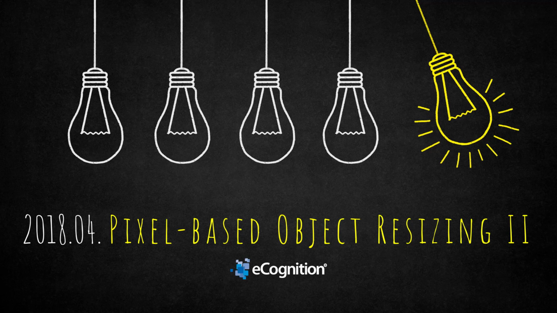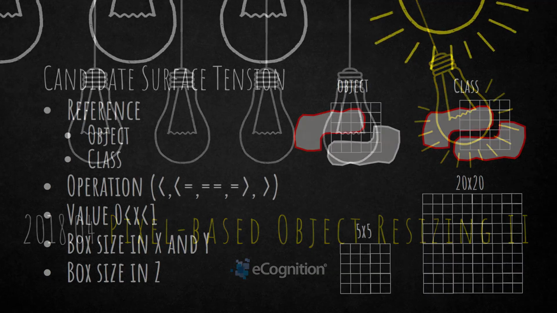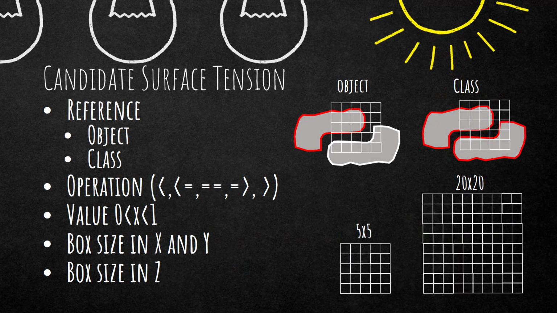This is the second video, so if you haven't watched the first one, please go ahead and do so and then return to this video. As you remember, the pixel-based object resizing can be used to reshape your objects, and actually the candidate surface tension is a special setting that you can use to grow and shrink your objects.